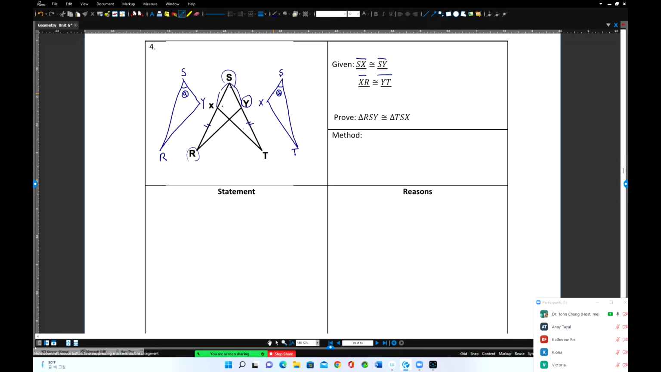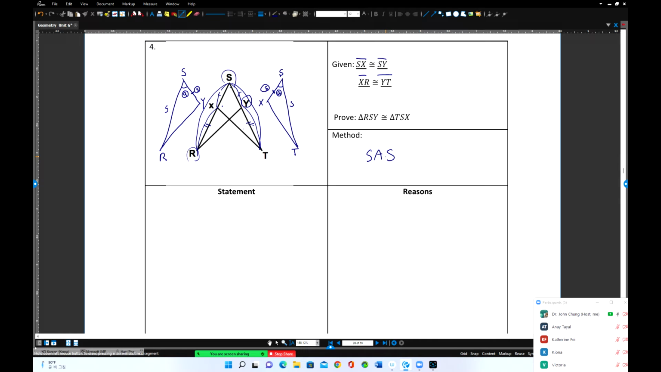Another, SY equals SX, right? SY equals SX. It's given already. This is done. We already got one side and one angle. We need one more. Where is it? XR equals YT. This equals, this equals, this equals. The sum of these two must be equal, right? So this one is not finished yet. It's going to be side. So that method is what? Side angle side. But you have to prove that, okay?